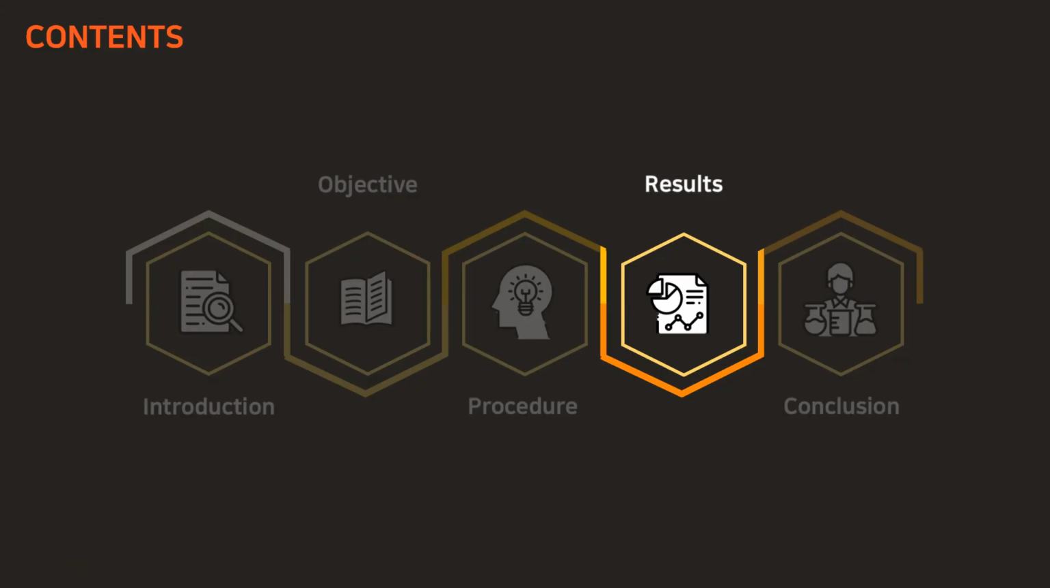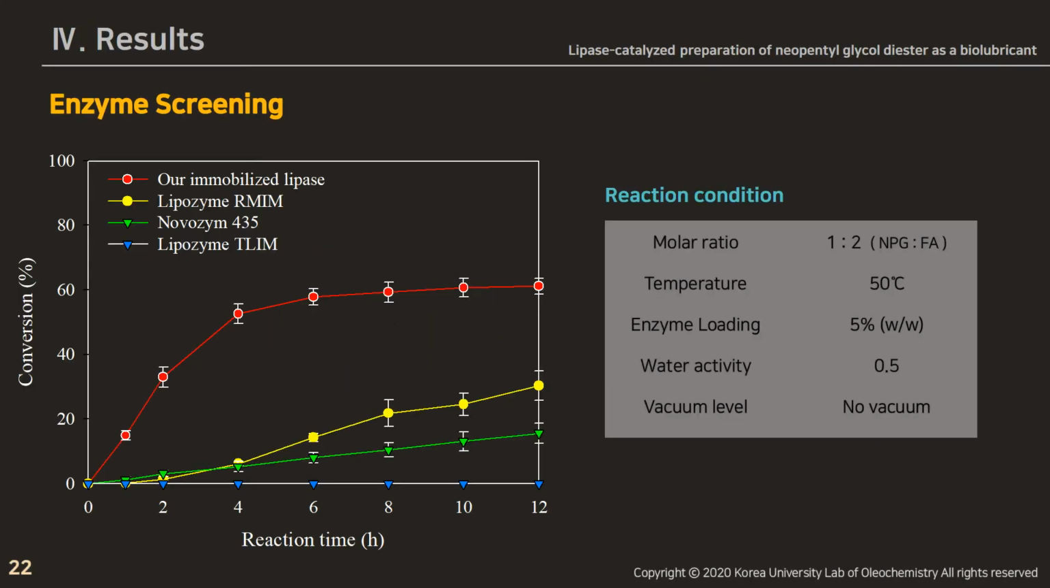From now on, I am going to talk about the results. First, enzyme screening. 3 commercial lipases and the immobilized lipase prepared in our lab were tested to decide the best enzyme for the reaction. The highest activity was achieved with our immobilized lipase. Our immobilized lipase showed a much faster rate and higher conversion during the entire reaction compared with Novozym 435, which was reported as the best enzyme for synthesis of NPG diester.